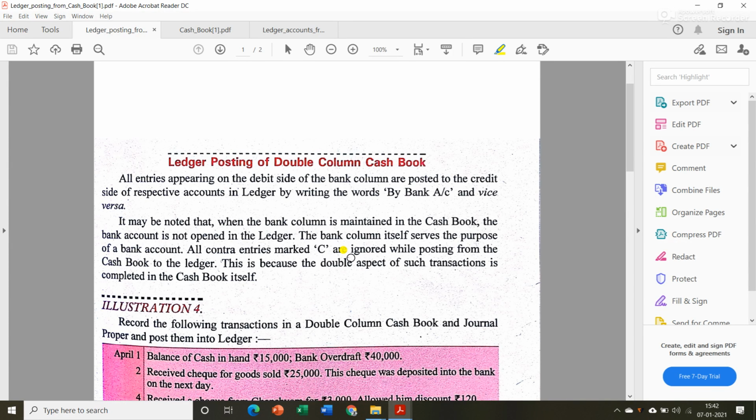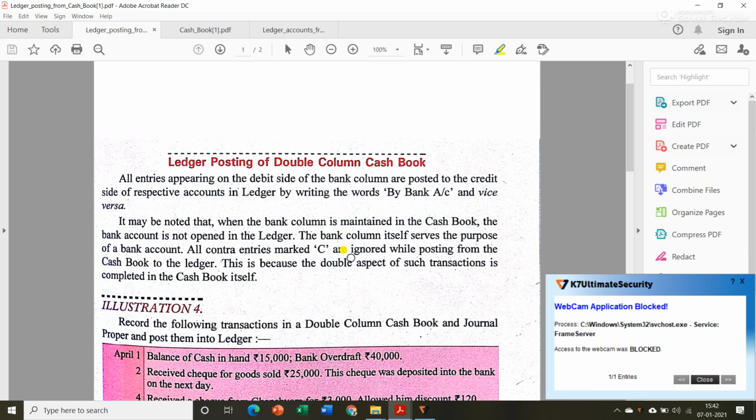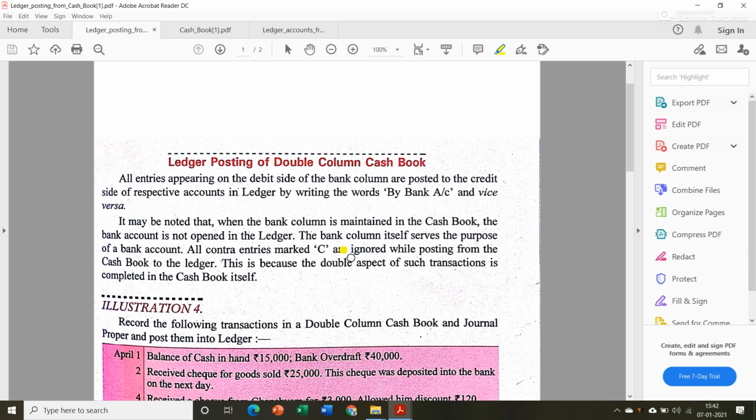Hello students, in this session we will be discussing how to do ledger posting of double column cash book. I am pretty much sure that if you know how to post ledger from double column cash book, then it will be easy for you to do from single column cash book. First let us see how we are supposed to do ledger posting from double column cash book.